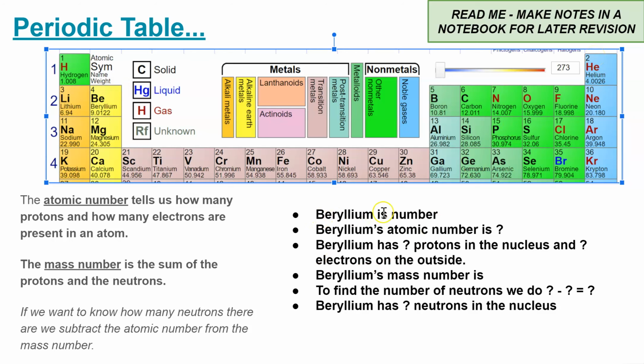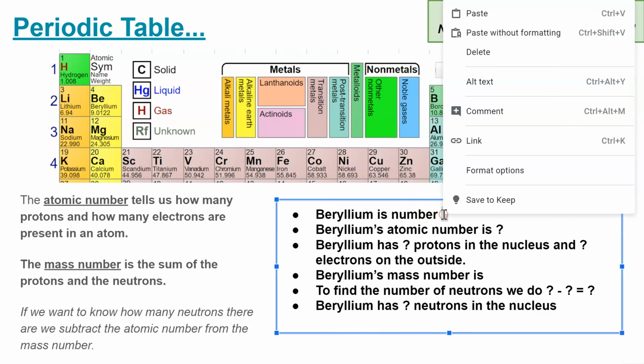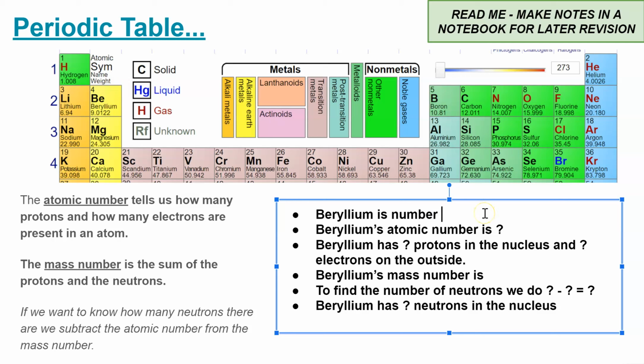So let's have a look at beryllium. The first thing you need to do is find beryllium's number in the periodic table. Beryllium is number 4. This number is the atomic number, so beryllium's atomic number is 4. This number tells us how many protons are present. So beryllium has 4 protons in the nucleus.